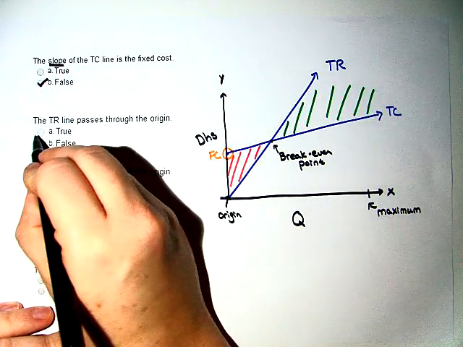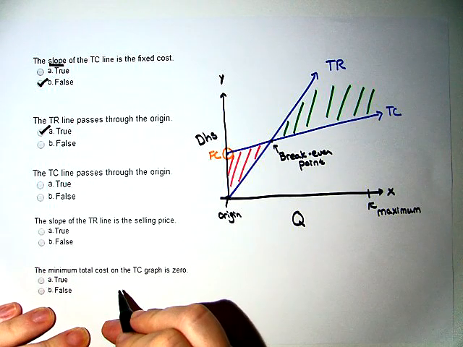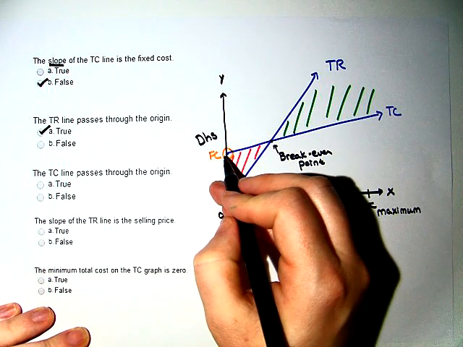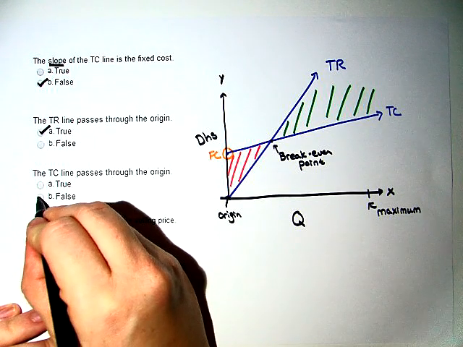The total revenue line passes through the origin. Well, yes, that's where it starts, so that's true. The total cost line passes through the origin. No, you always have a fixed cost, so that's false.